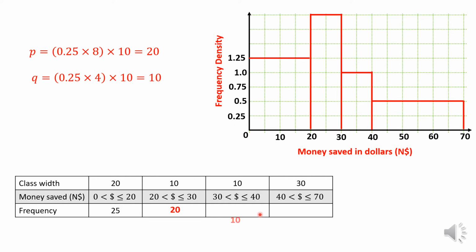Do the same for the other one. Between 30 and 40, it's 10 as well. If you multiply 10 times 0.25, because you've got 4 blocks there, that is the frequency density, times 10 should give you that 10. And here the frequency density, which is 0.25 times 2, you multiply that by 30, and that gives me 15.